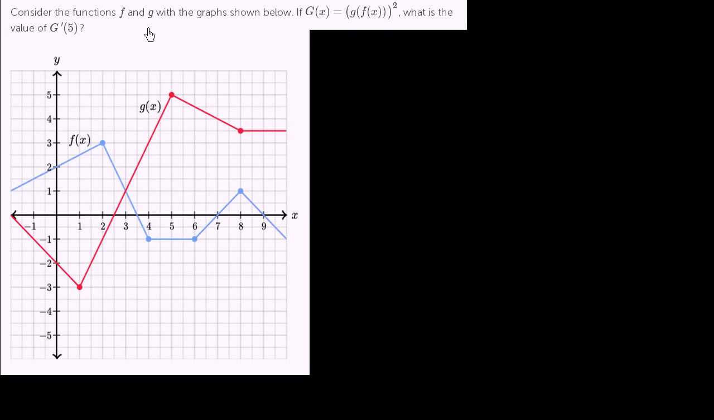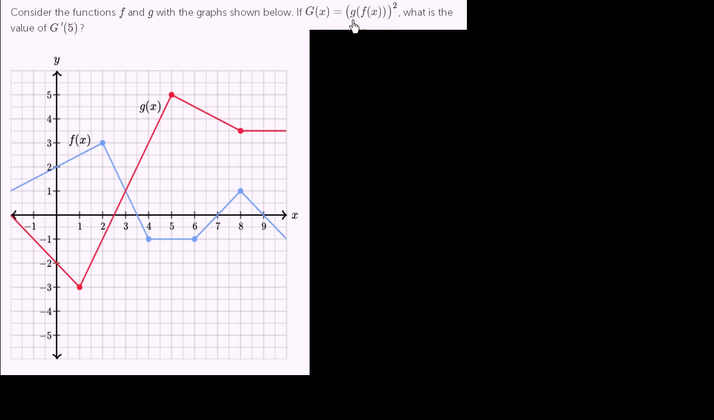Consider the functions f and g with the graphs shown below. If capital G of x is equal to g of f of x whole thing squared, what is the value of capital G prime of 5? And I encourage you to now pause this video and try to solve it on your own.